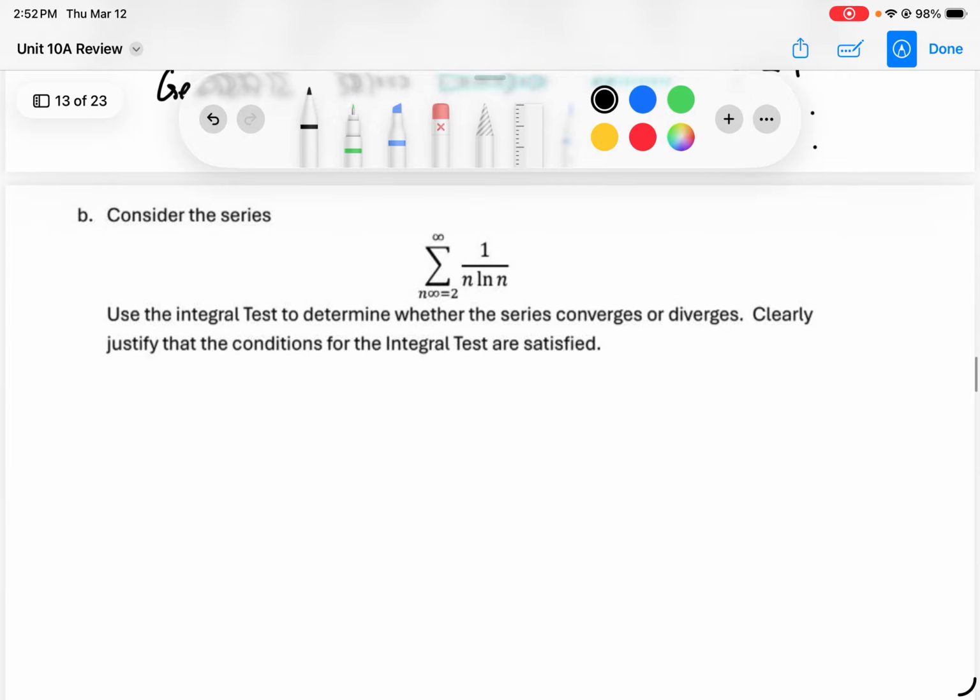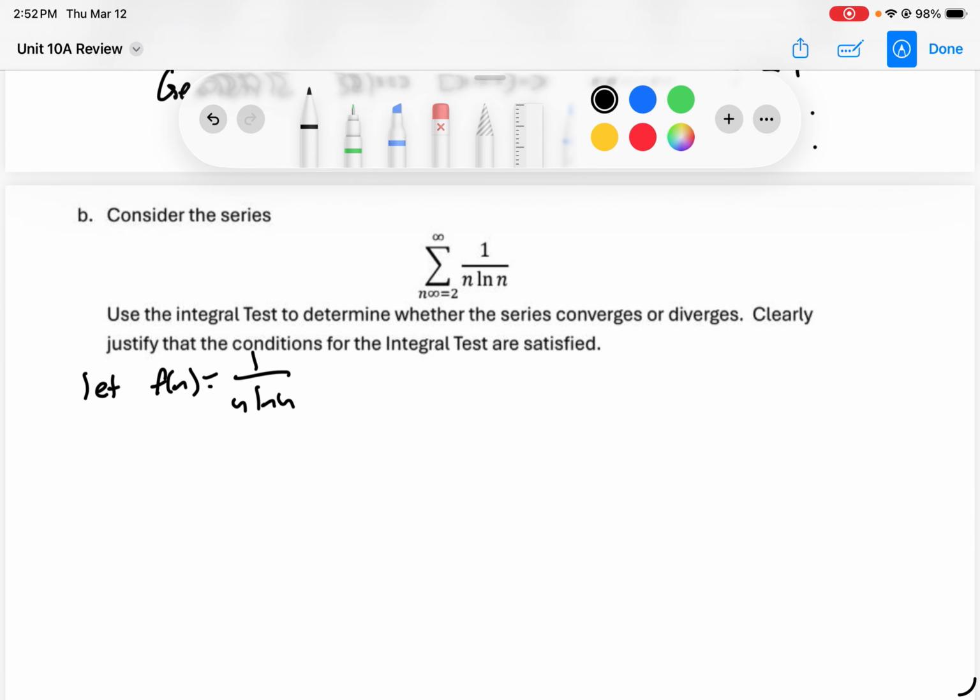Okay, part B says use the integral test to determine whether the series converges or diverges. Clearly justify that the conditions for the integral test are satisfied. On the actual AP exam, they rarely ask you to actually prove the conditions, but we're just going to state the conditions. So to use the integral test, I'm going to say let f of n equal 1 over n natural log of n.